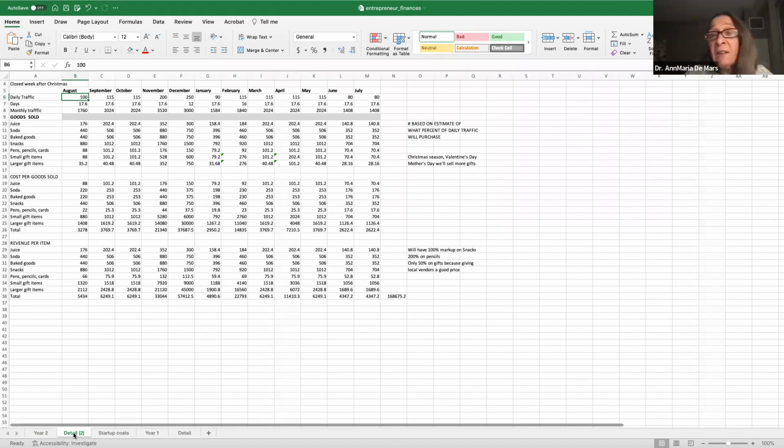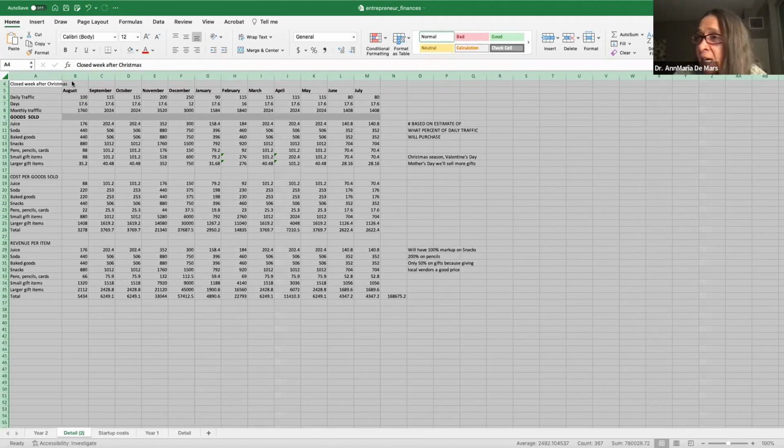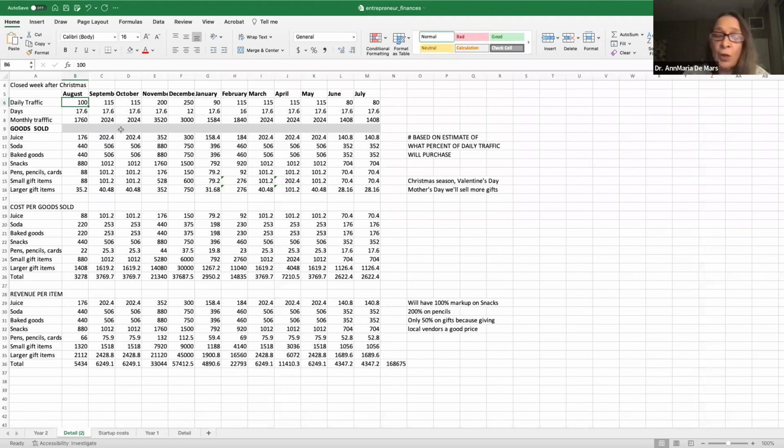Or we could look at this and say, all right, this is the second year we're losing a few $1,000s. What if we could increase the traffic by 25%? So instead of 100 people, we had 125.